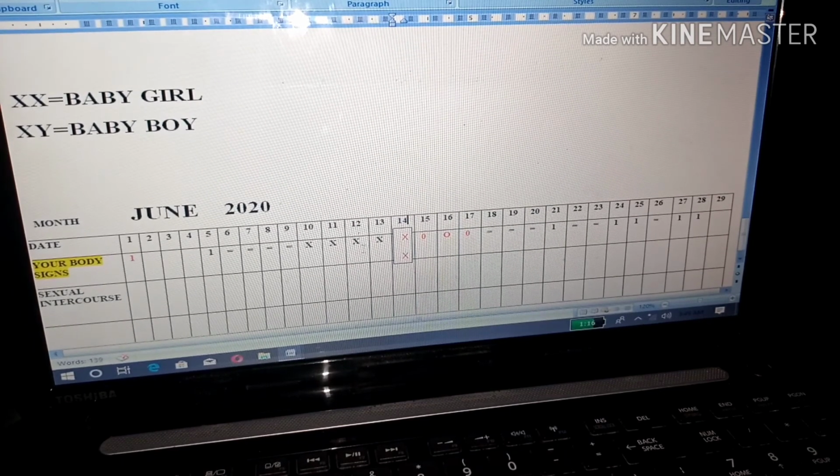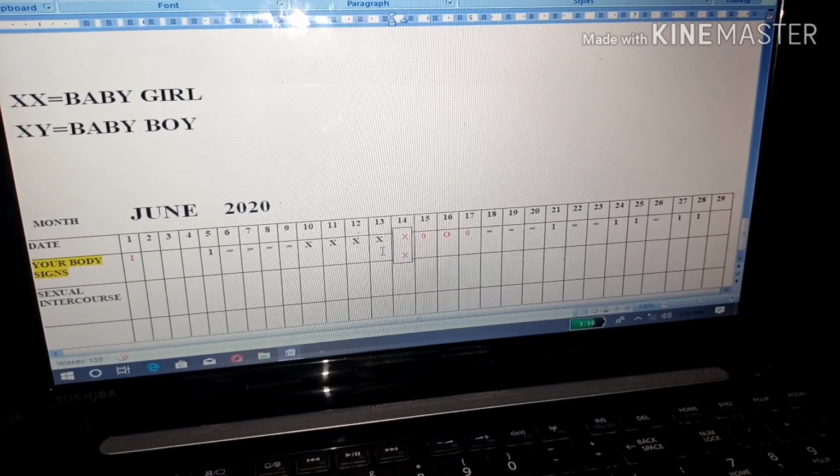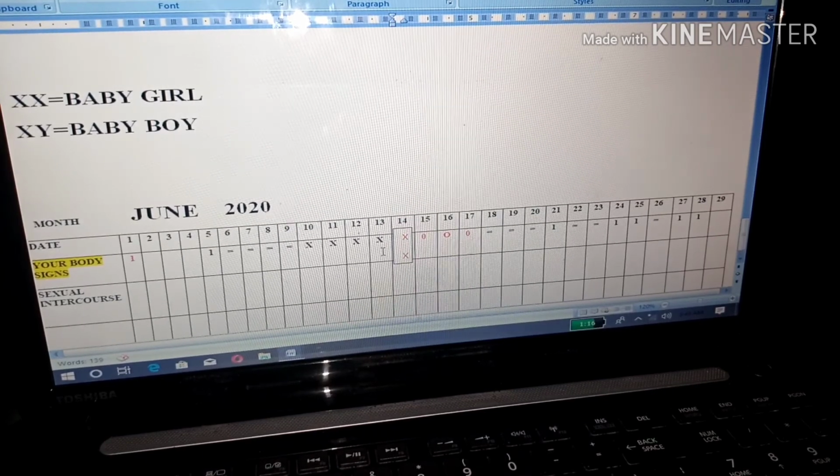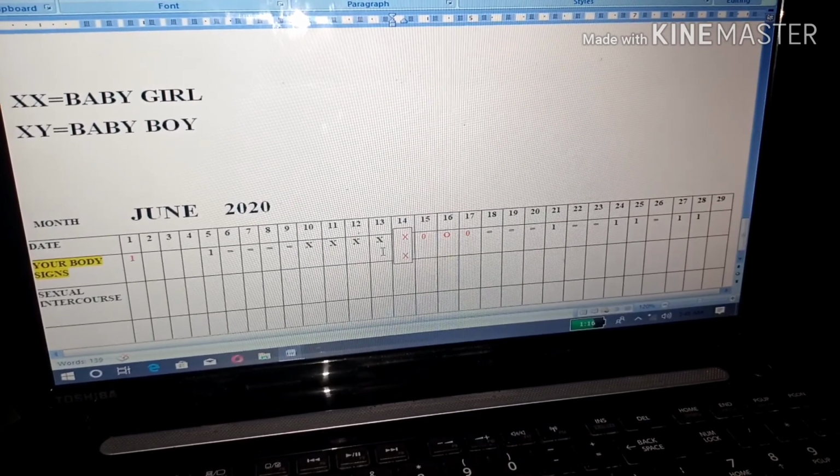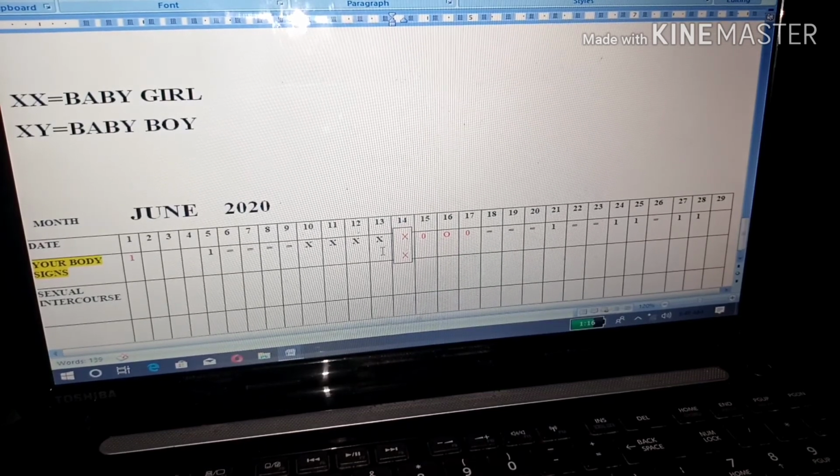That is on the 11th, the 12th, and the 13th day. Why? One thing about the sperm is that it has the ability to last for at least 72 hours after it must have been released. And then the ovum has the ability to last for 12 to 24 hours after ovulation.